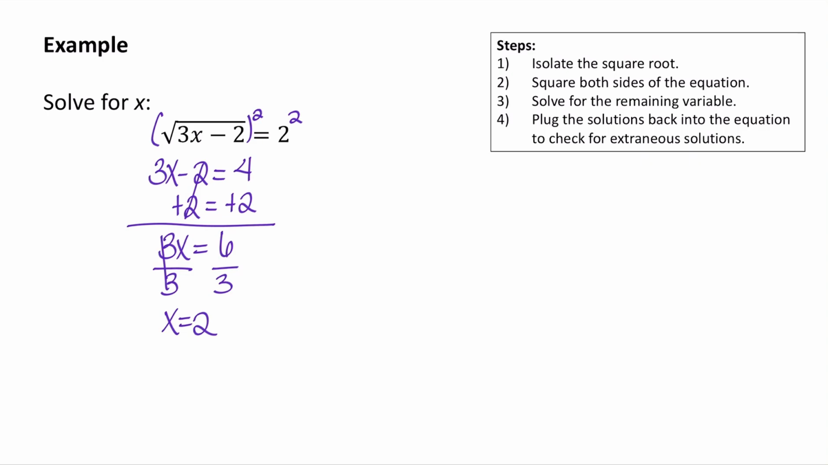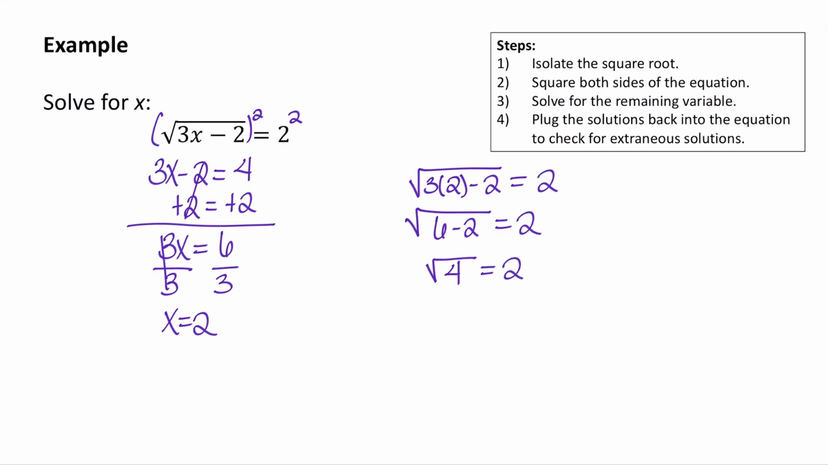So we're going to go ahead and plug the solution in to check whether it makes the equation true. We get the square root of 3 times 2 minus 2 equals 2. That is the square root of 6 minus 2, which equals 2. So the square root of 4 equals 2, which tells us that 2 equals 2, which is true. So x equals 2 is the solution to this equation.